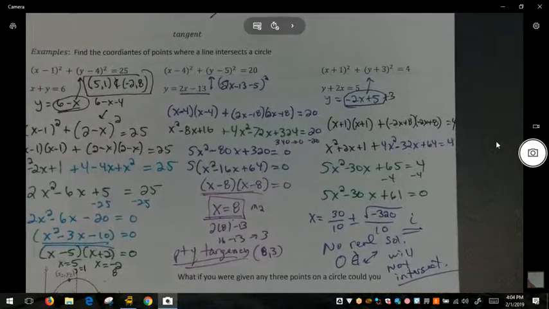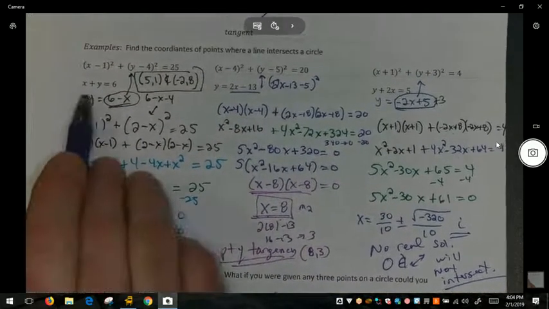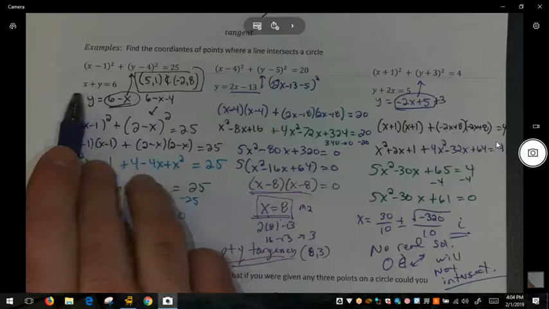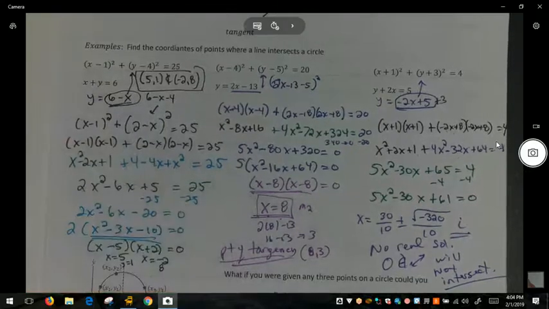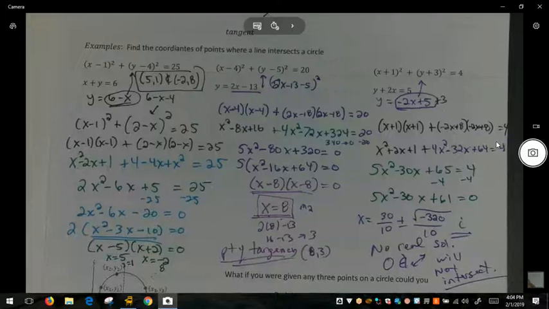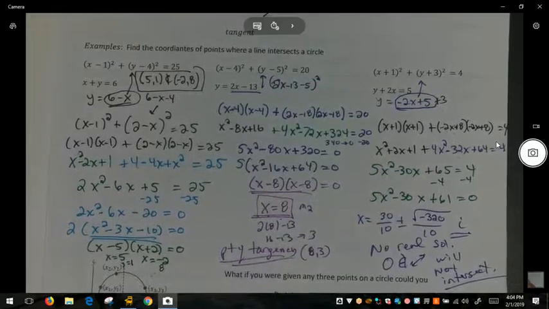There are the three cases that you might see. Once again, I could have just as easily solved for x here, had x equals 6 minus y, and plugged that in here. Sometimes it's a little more convenient to solve for y first.